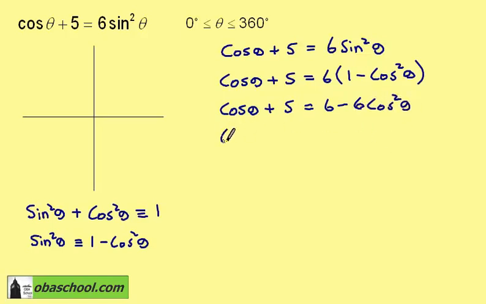and bringing everything to one side gives 6 cos squared theta plus cos theta minus 1 is equal to 0. So we have a quadratic equation.